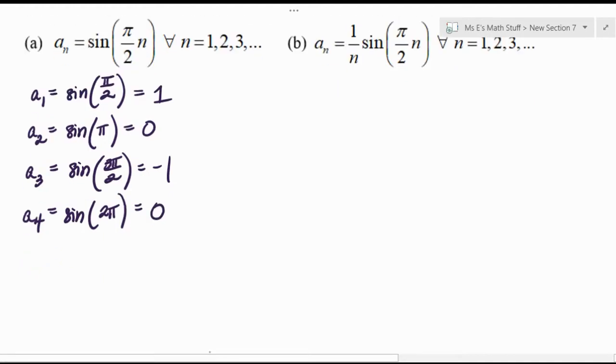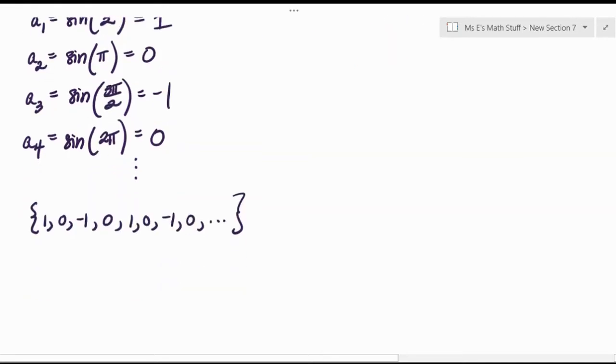And so without showing the work, I hope it makes sense that if you were to list the terms in order, you go 1, 0, negative 1, 0, and then the pattern would repeat itself. So 1, 0, negative 1, 0. So those are the terms of the sequence.